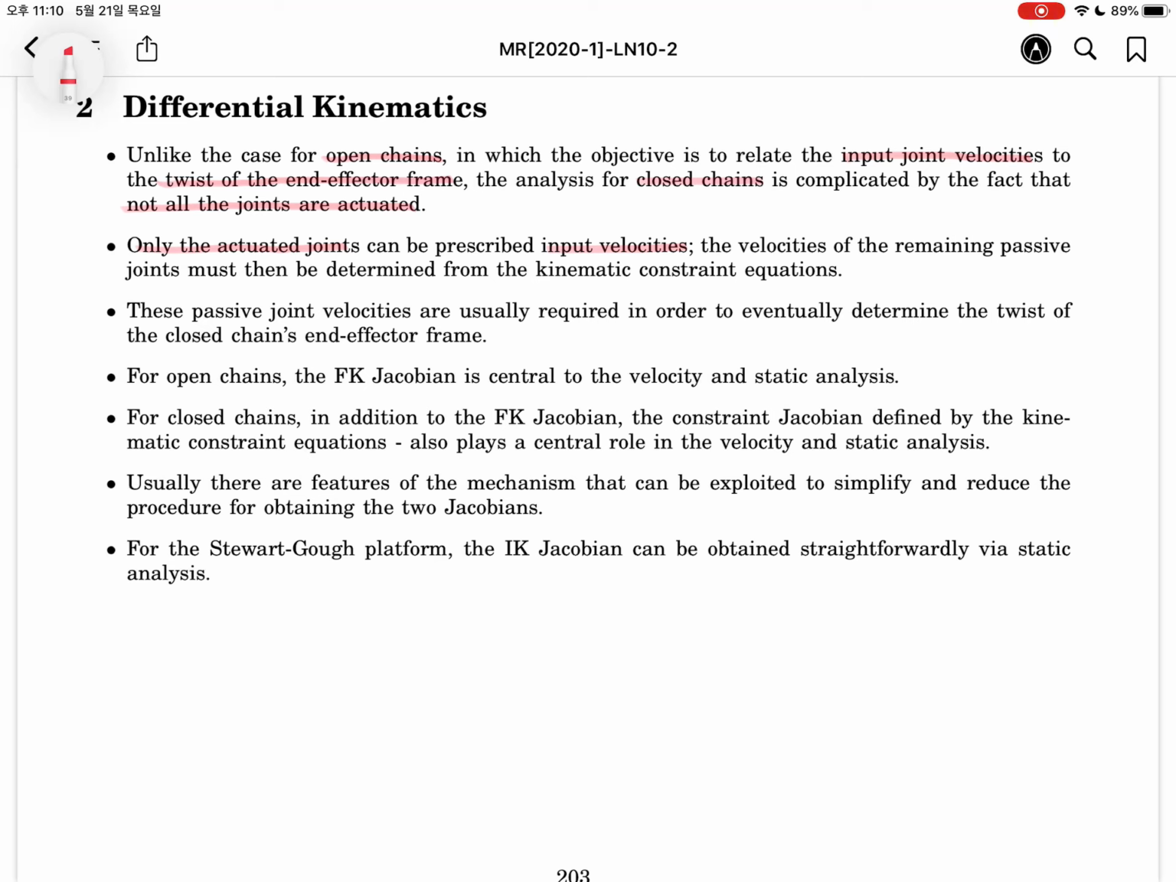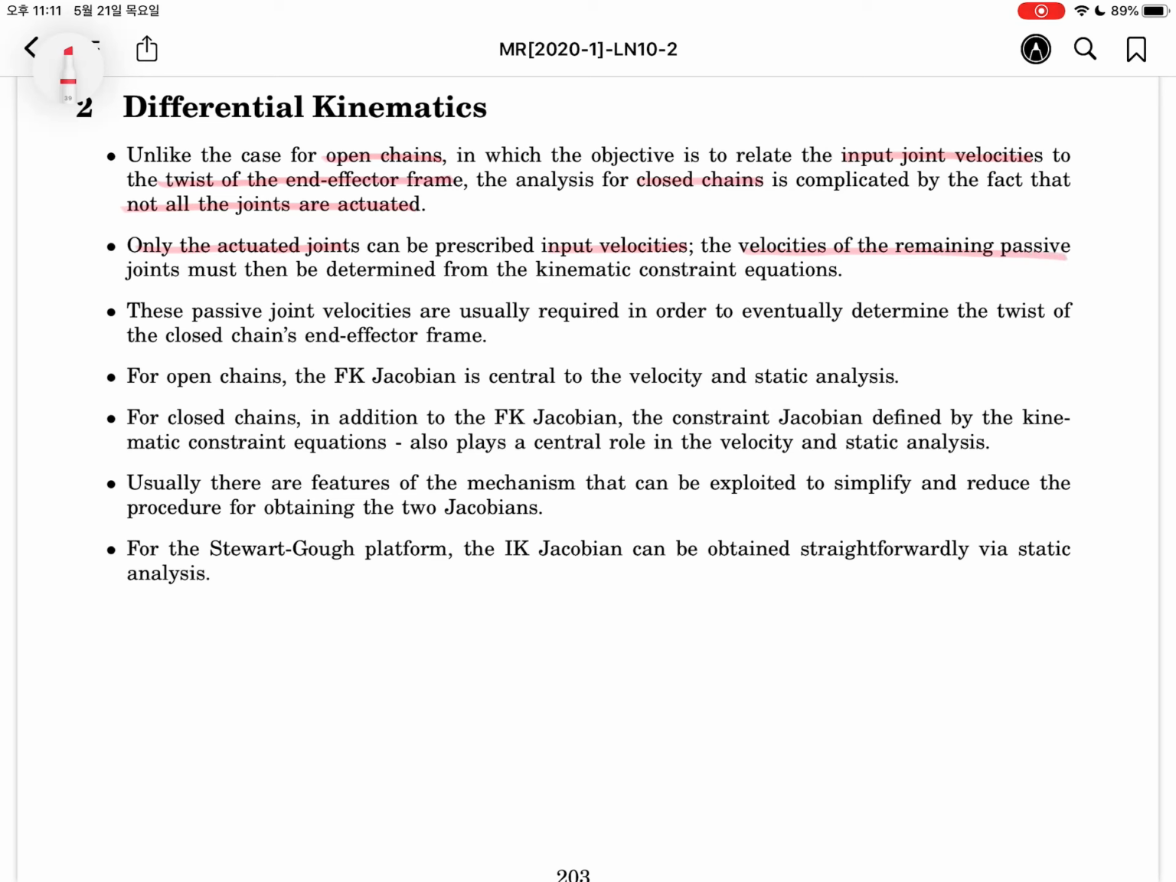In many cases, the actuator has a sensor, so we can obtain sensor information from the actuated joint, not the passive joint. So we just know the active joint angle or active joint displacement, not the passive joint. But in order to solve the forward kinematics of the parallel mechanism, we should know the passive joint information. That's the problem of the closed chain.